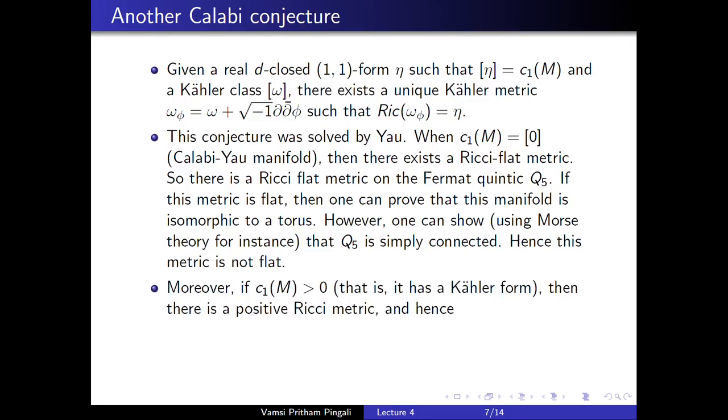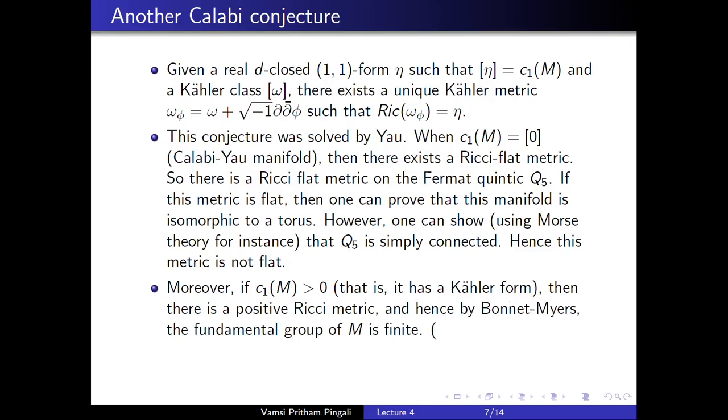Now let me give you another application of the Calabi conjecture. If C1 of M is positive, what does it mean for a class to be positive? That means it has a Kahler form in it. Then you can choose eta to be a positive form. So in other words, the Calabi conjecture implies that there is a positive Ricci metric. In other words, the Ricci curvature of such a metric is positive.